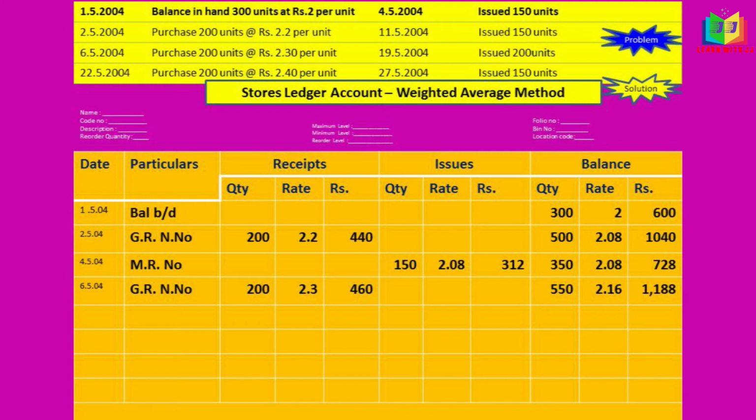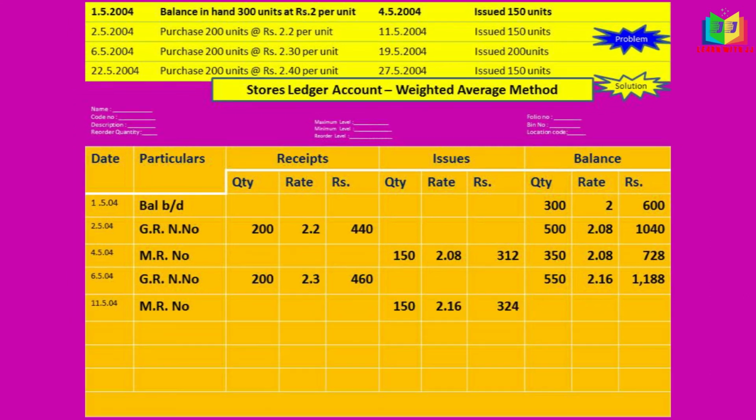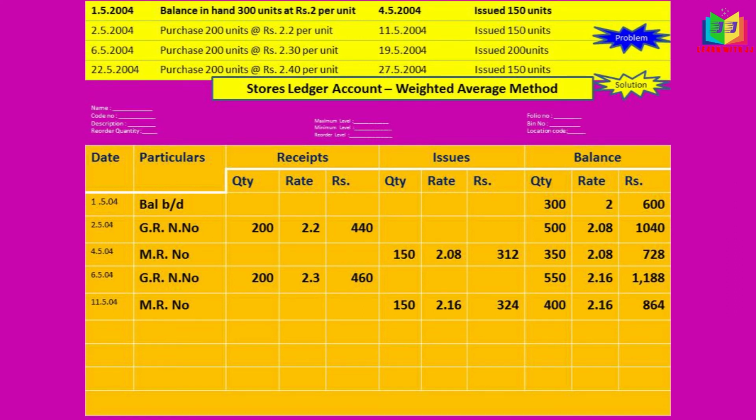Next we'll move on to the issue, that is 150 units issued. We have to subtract it from the balance, that is 550 we have, and we can issue 150, so the balance will be 400. Here the amount 1188 should be subtracted by 324, so we'll get 864, and the rate is 864 divided by 400. We'll get 2.16, the same rate.